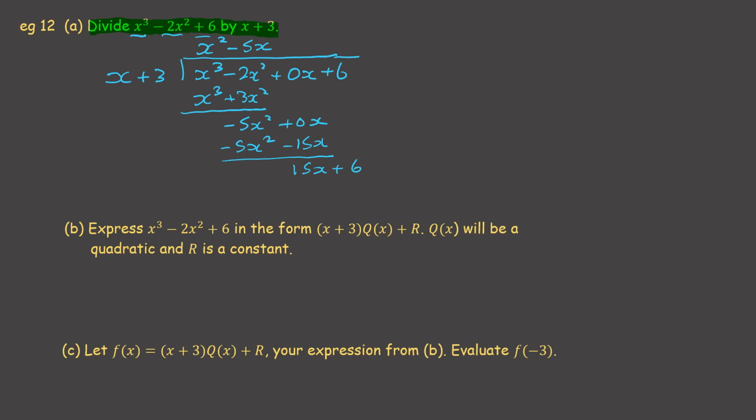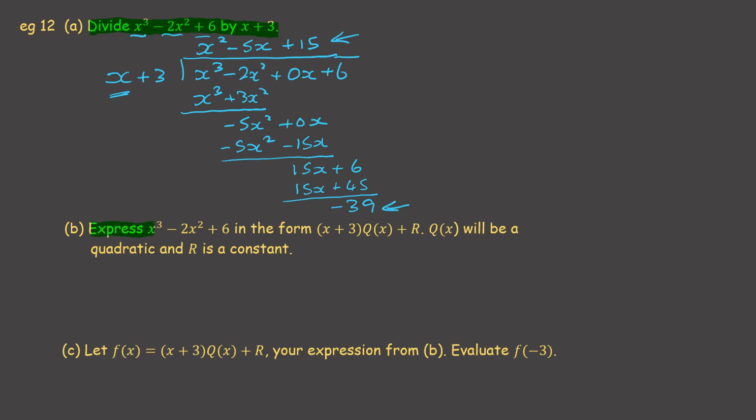Bring down the 6. What do we multiply x by to get 15x? We multiply it by 15. And 15 by both things there is going to be 15x plus 45. And if we subtract, we get negative 39. So what we can see there is that we have a remainder of negative 39, a quotient of x squared minus 5x plus 15.